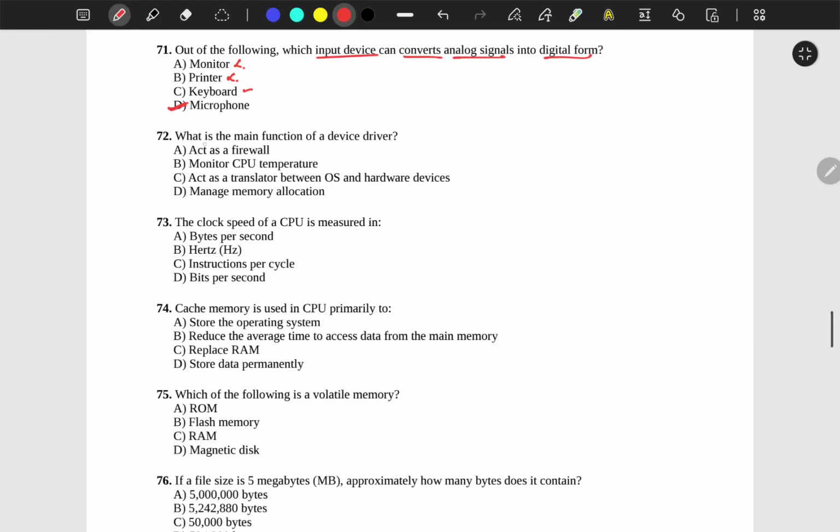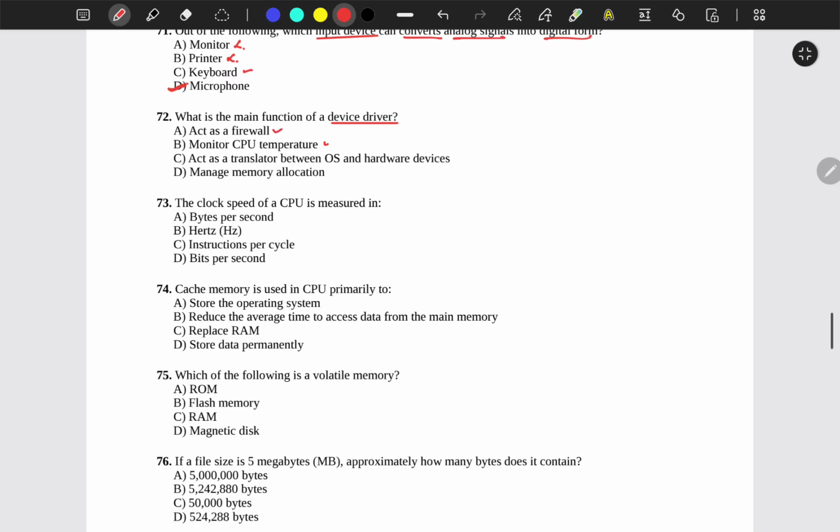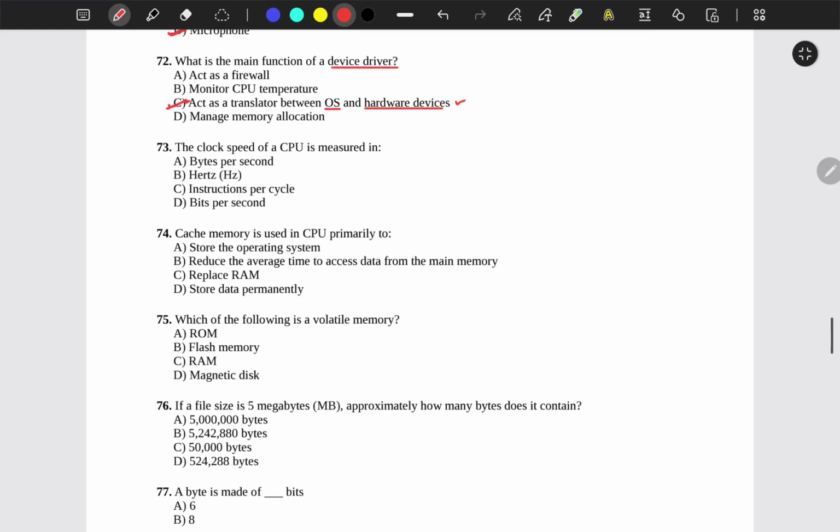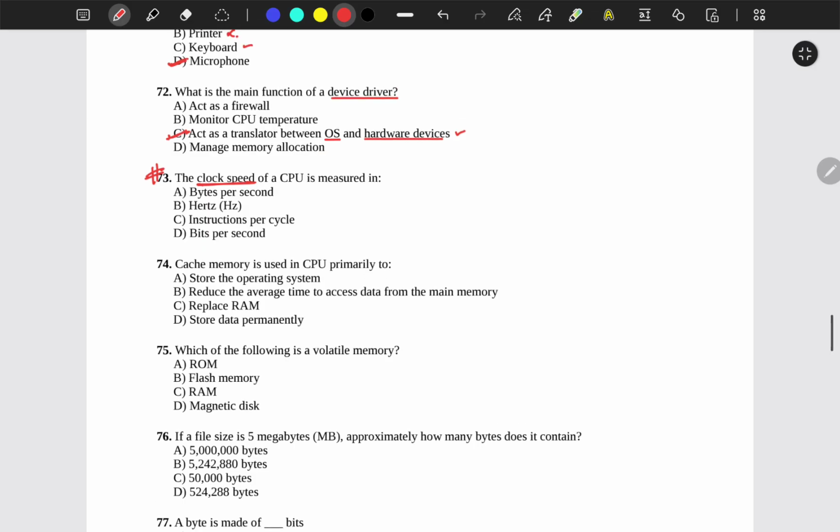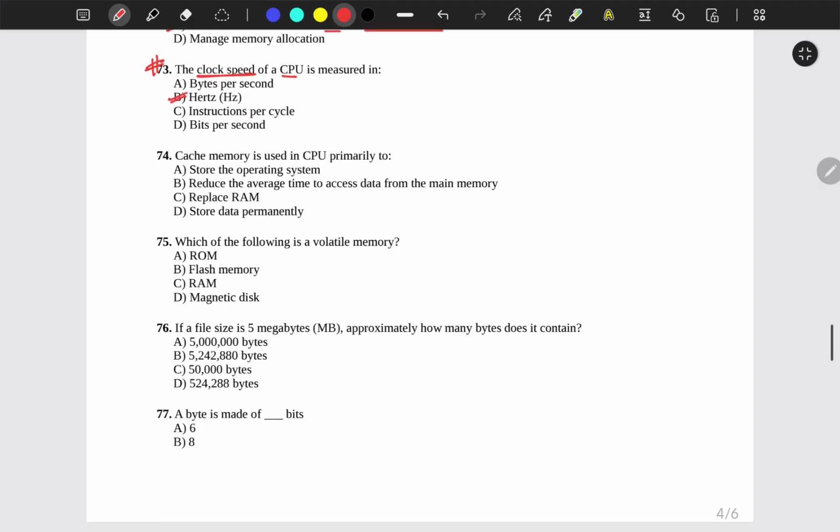Next question is 72. What is the main function of a device driver? Try to solve it. Act as a firewall, monitor CPU temperature, manage memory allocation, or act as a translator between operating system and hardware devices. So the correct answer is option C. This question has been repeated again. The clock speed, I told you before, clock speed of CPU is measured in hertz. This is a question we did earlier.